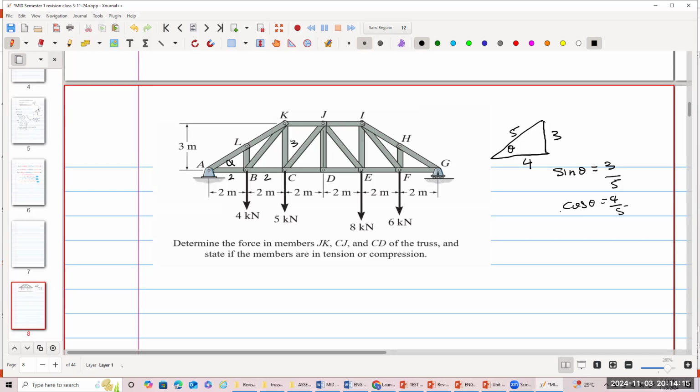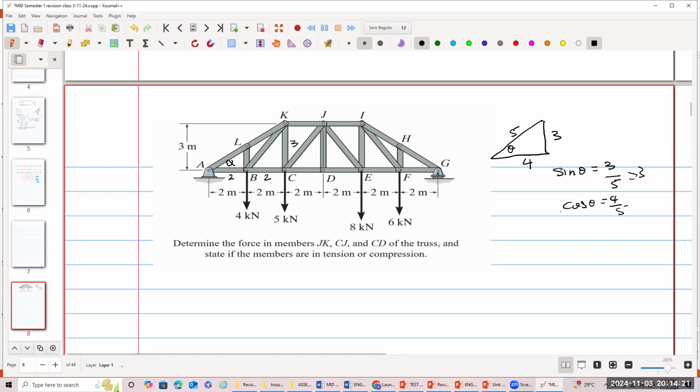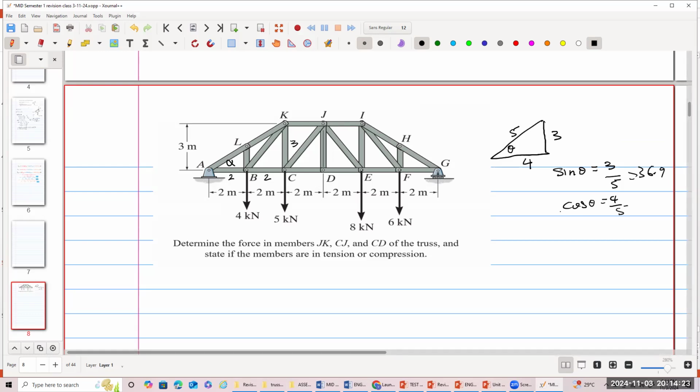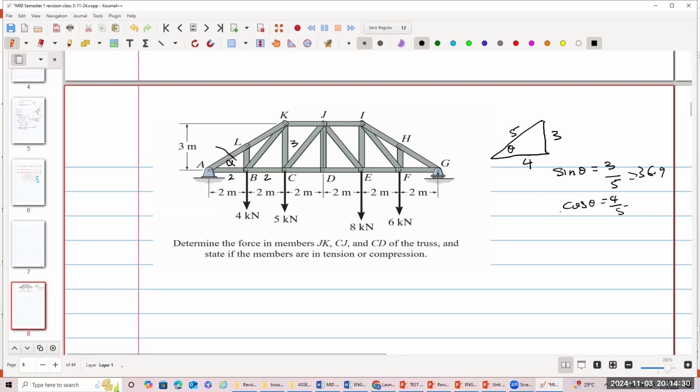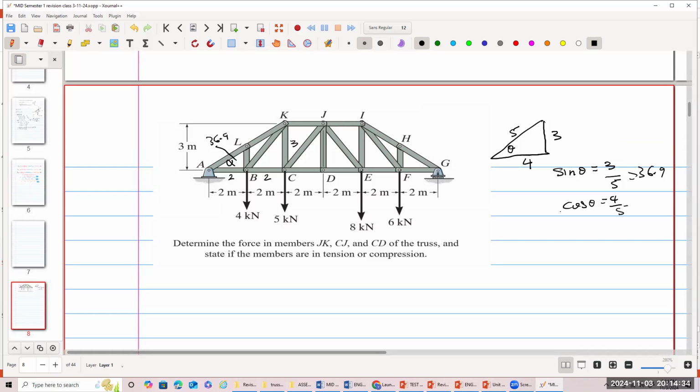So the sine of that is giving us what now again? 36.9, right? So this is 36.9. And this one up here is 53, the angle up here, but we don't need that. So we know that this is 36.9. Okay.